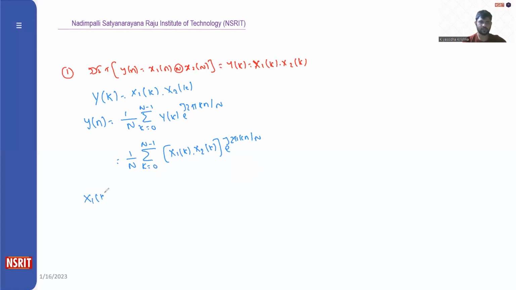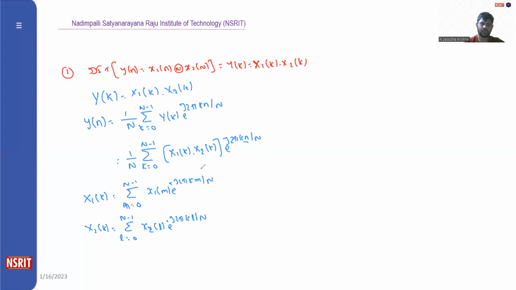Let us consider x1 of k. X1 of k is nothing but the summation where you can take the n already. So here the time variable is m equal to 0 to n minus 1, so x1 of m e to the power of minus j2 pi k m by n. Why? Because we already take the n value. Then take x2 of k, summation where we take the time variable L, x2 of L e to the power of minus j2 pi k L by n.